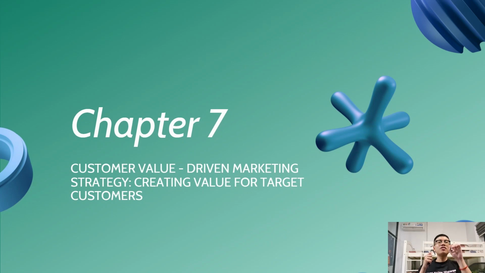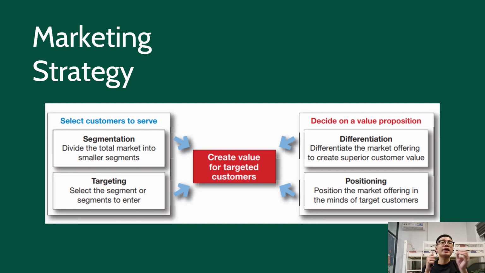Hi, so this week we'll be covering marketing strategy, basically chapter 7. Marketing strategy is a process aimed at creating value for targeted customers. It involves 4 steps: market segmentation, market targeting, differentiation, and positioning. The first 2 steps involve selecting the customers to serve.